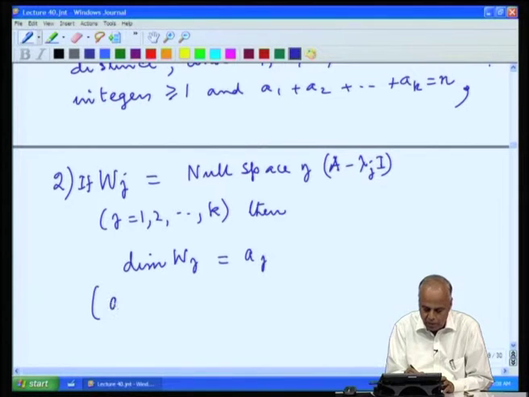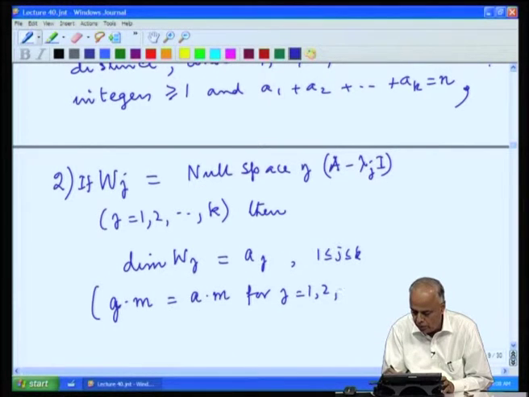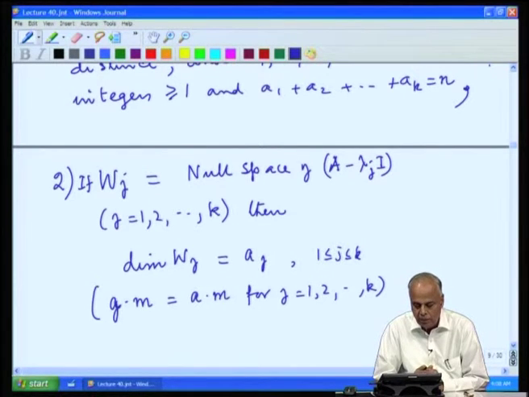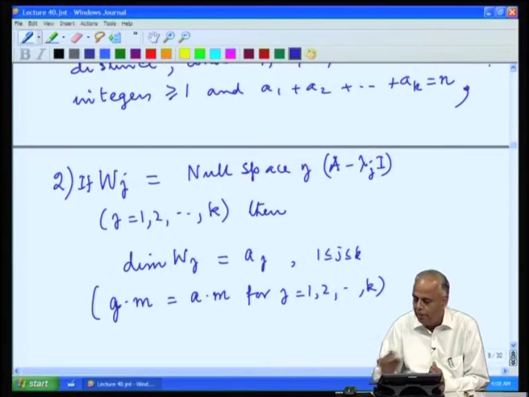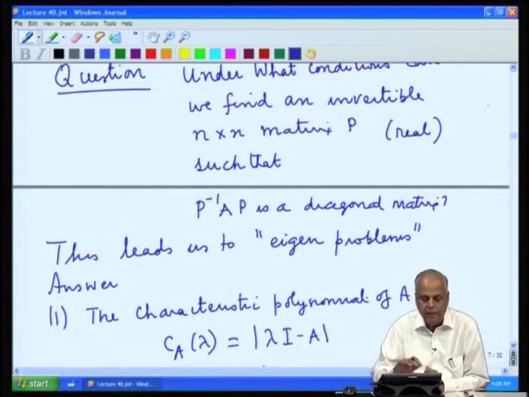the algebraic multiplicity. Geometric multiplicity is equal to the algebraic multiplicity. This must happen for every eigenvalue, for j equal to 1 to k: the geometric multiplicity must be equal to the algebraic multiplicity. These are the two conditions that A has to satisfy in order that the matrix P exists.